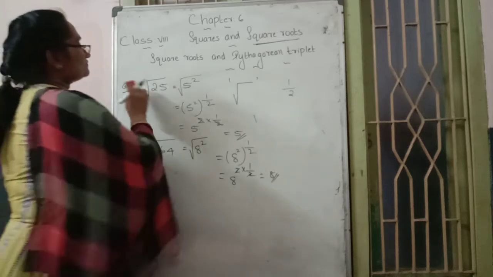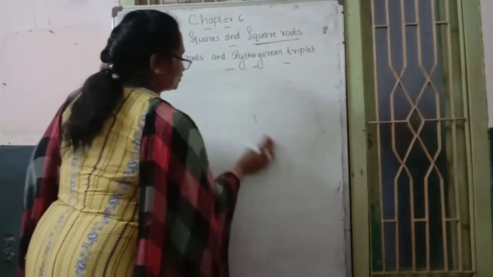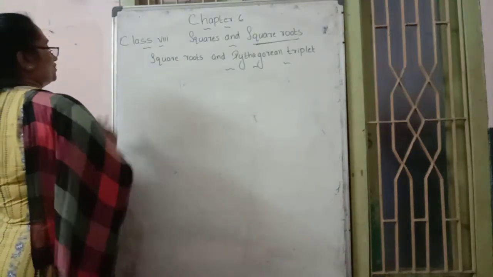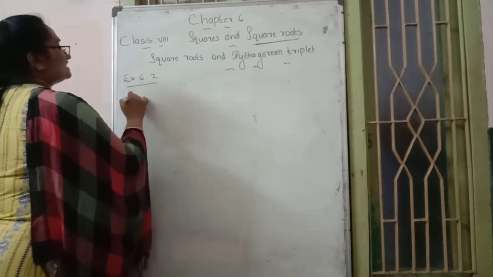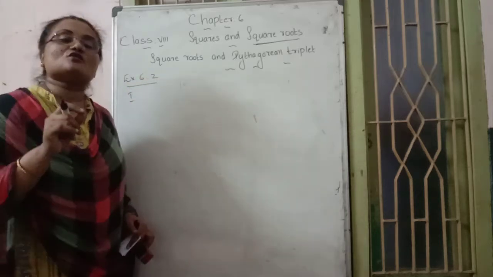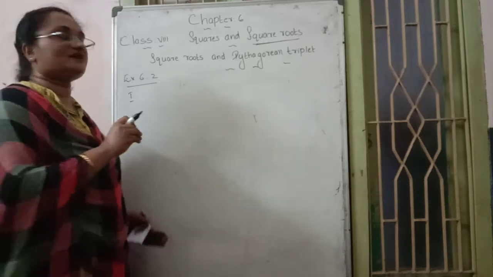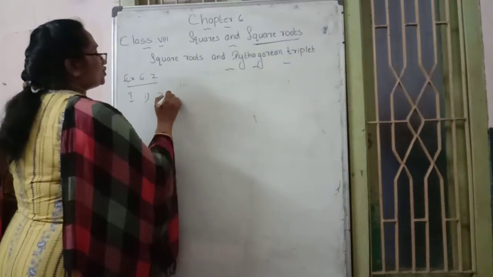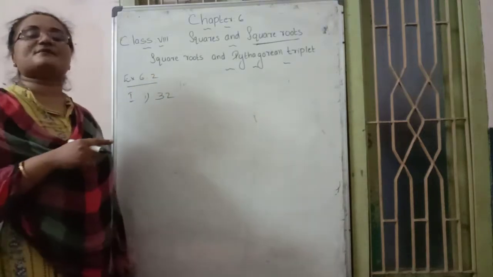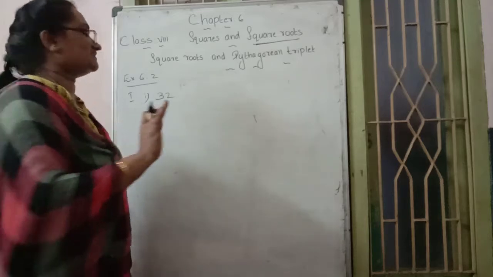Then here we go through exercise 6.2. In exercise 6.2, the first part tells about finding the squares, not square roots, of the given numbers. For example, one question they given is 32. Find the square of this number. You don't want to write 32 into 32 like this.